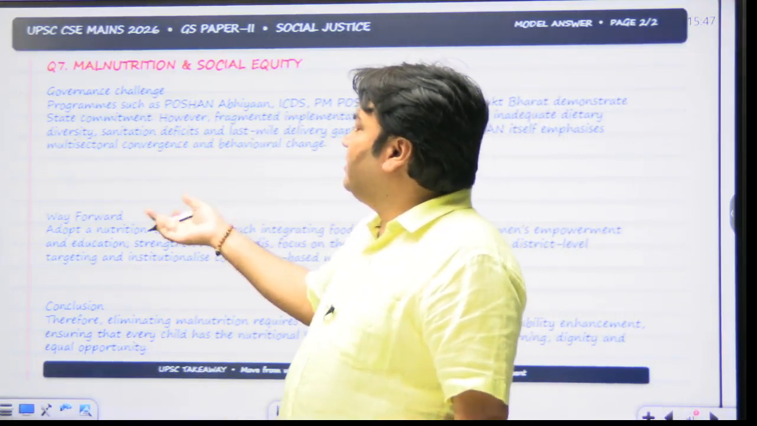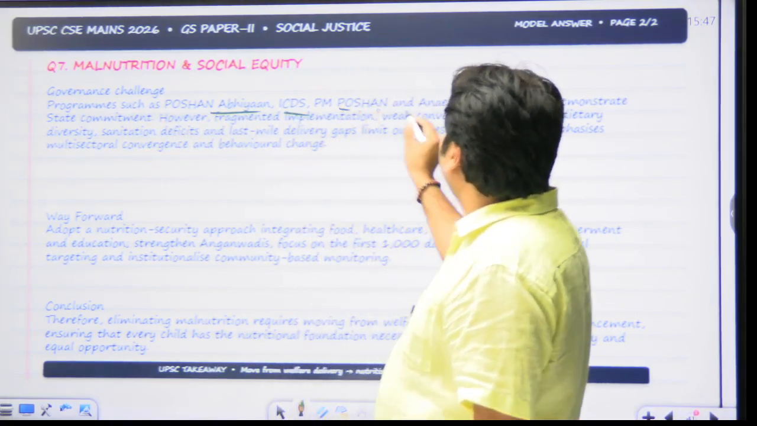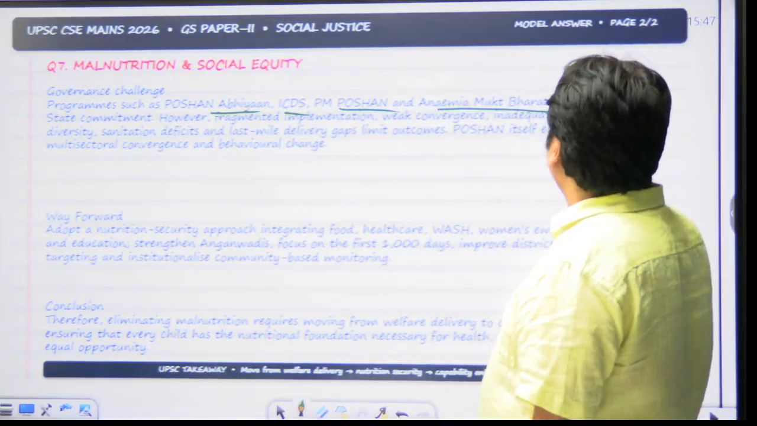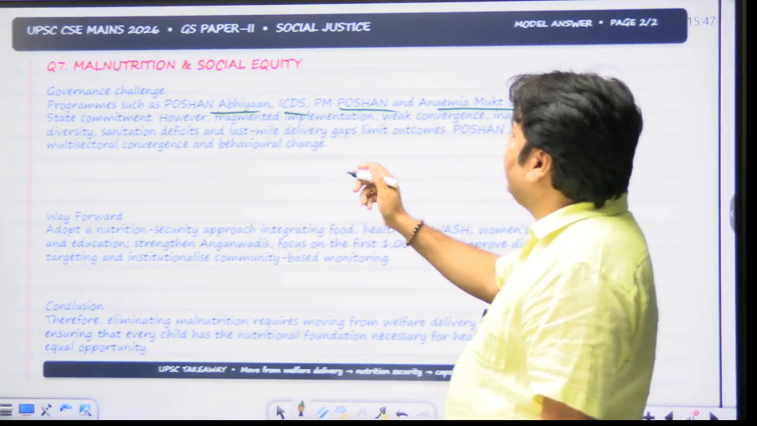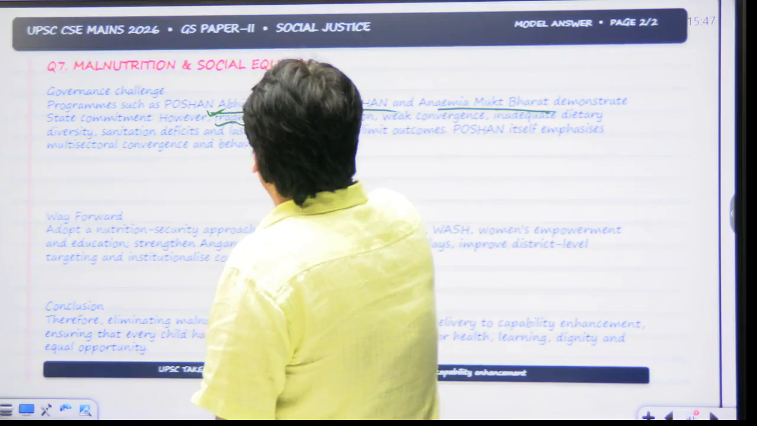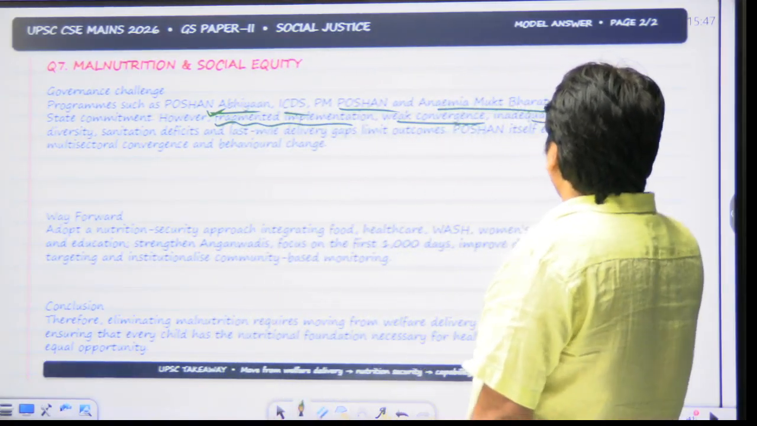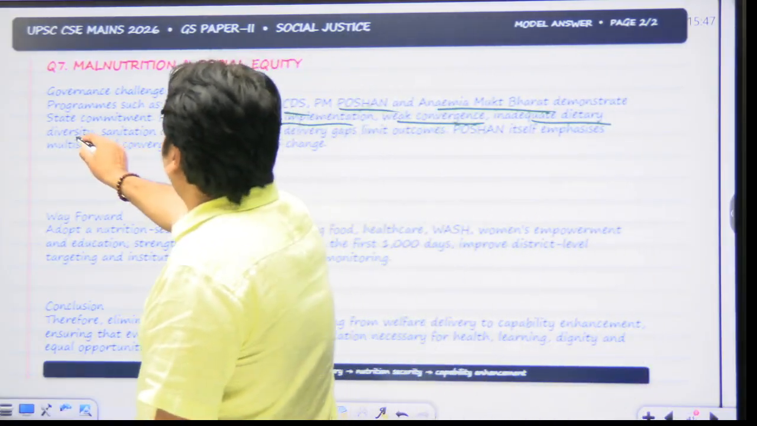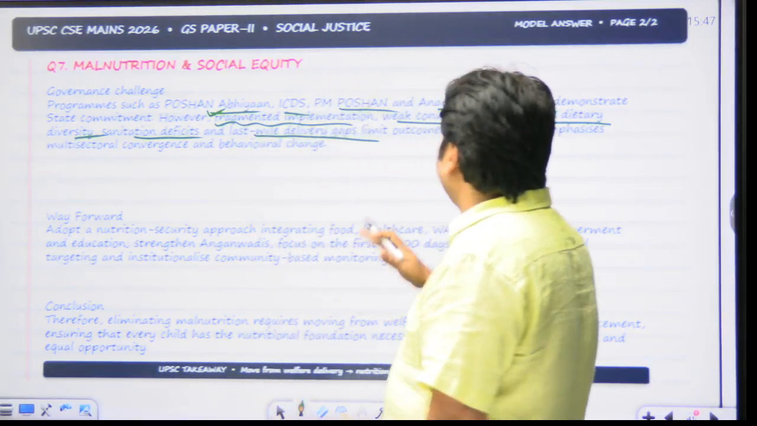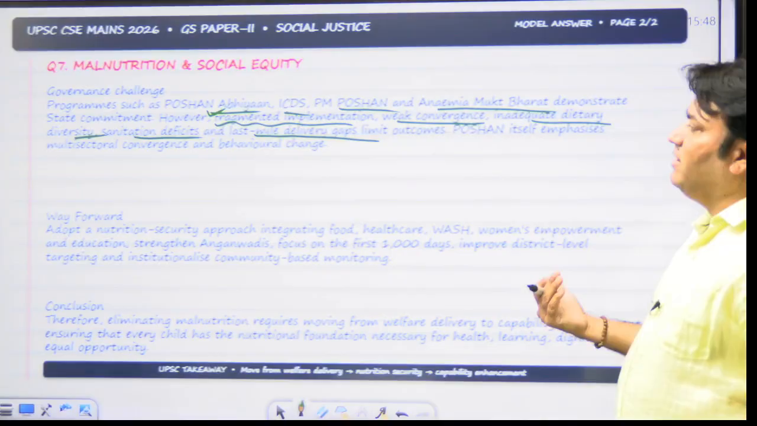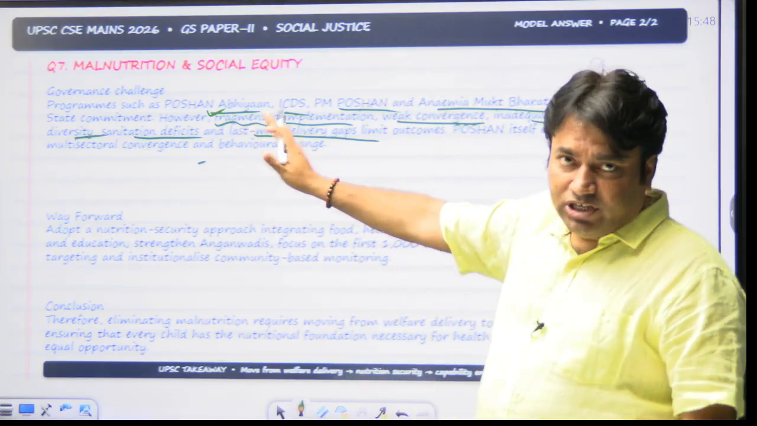Okay, in main body, we can write governance challenge. We can write references of programs or interventions like Poshan Abhiyan, ICDS, PM Poshan, and Anemia Mukt Bharat demonstrate state commitment. However, fragmented implementation, weak convergence, inadequate dietary diversity, sanitation deficits, and last mile delivery gaps limit outcomes. Poshan itself emphasizes multi-sectoral convergence and behavioral change.